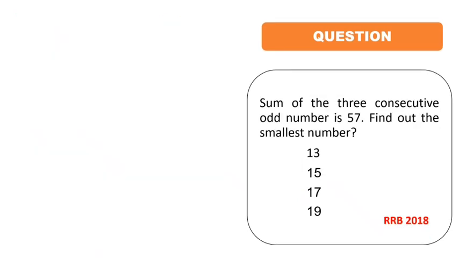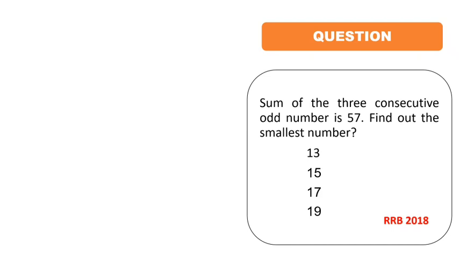So here is your next question. The sum of three consecutive odd numbers is 57. Find out the smallest number. Again, this is a question taken from the RRB 2018 question paper. Sum of three consecutive odd numbers.